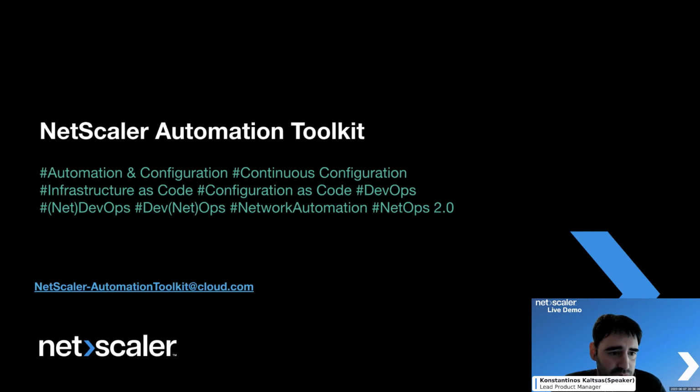Just a reminder for everyone, what is NetScaler automation toolkit? It's all about doing automation configuration, continuous configuration, infrastructure as code. Actually, you are doing DevOps for NetScaler configuration and infrastructure, for network infrastructure. So whenever you need any help on these topics, please reach out to us at this email, NetScaler automation toolkit @cloud.com, and we are happy to help you.